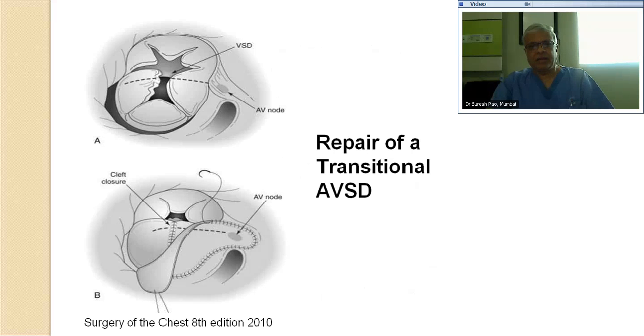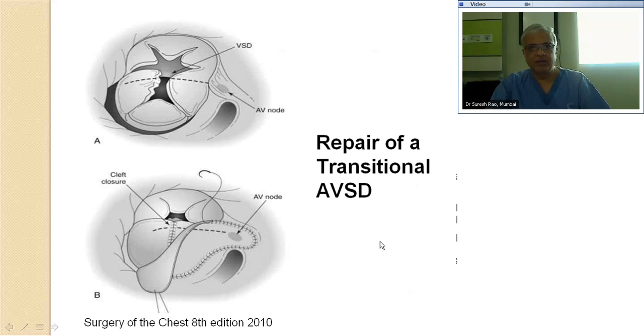If it is a transitional AVSD, as I told you earlier, with restrictive VSD, this part of it is closed directly and the mitral cleft is repaired, and then across this, the pericardial patch is put and the ASD, ostium primum ASD, is closed. So the VSD or the interventricular communication is closed in a direct fashion.